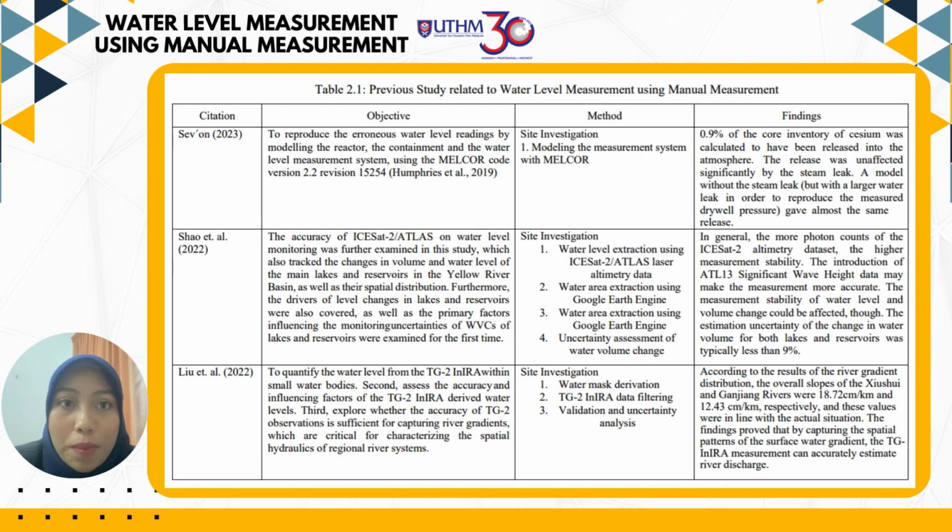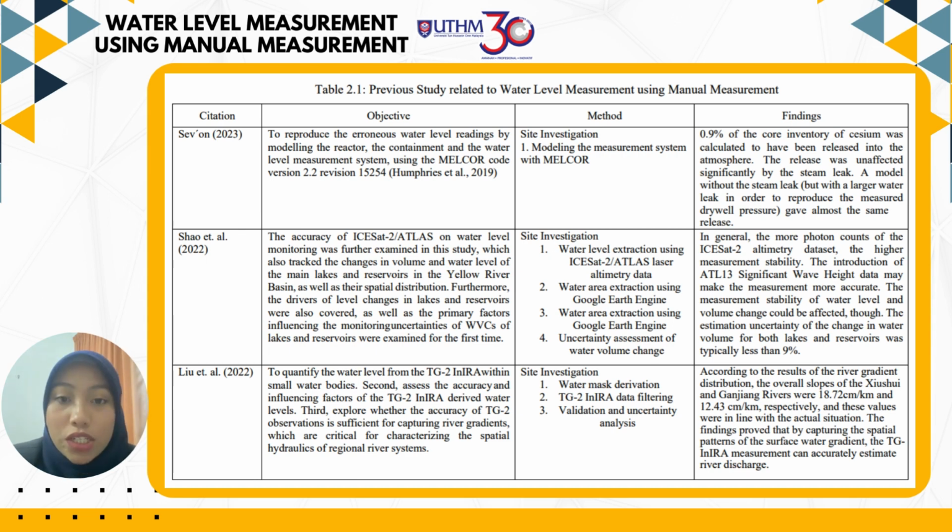So for the first paper, 7/2023, to reproduce the erroneous water level readings by modeling the reactor, the containment and the water level measurement system using the MELCOR code version 2.2 revision 15254. The method is using site investigation, which is modeling the measurement system with MELCOR. The finding is 0.9% of the core inventory of cesium was calculated to have been released into the atmosphere.